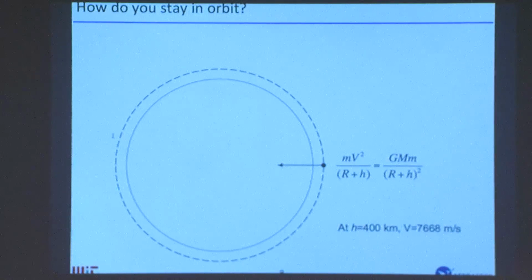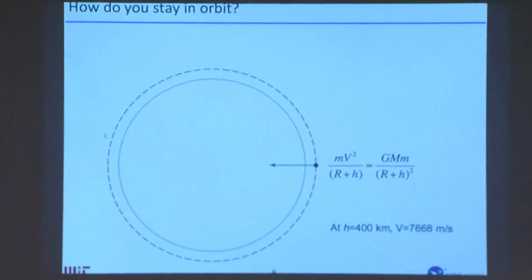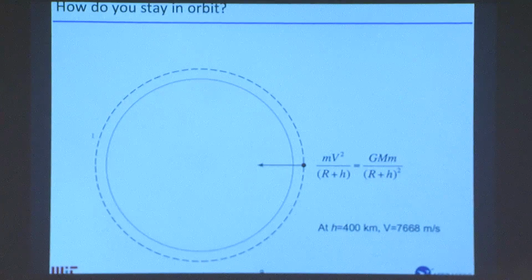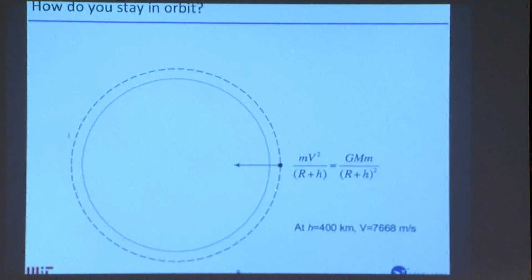So you notice it actually turns out that the higher you go, the slower you need to go. But the key thing here is that if you have the right velocity, then you'll be in a perfectly circular orbit. The force of gravity will balance out the acceleration needed to stay in that orbit. At 400 kilometers, where the space station is, the velocity needed is about 7.6 kilometers per second. That's really fast. It's like 17,500 miles an hour.